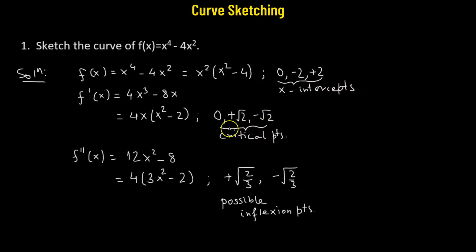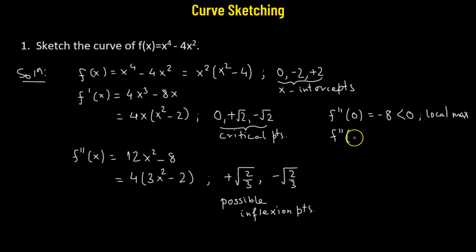Now we'll also try to find out whether these 3 critical points are maxima or minima, which of them are maxima and which of them are minima. All we have to do is substitute the value of each of the critical points into our second derivative. So if we take 0, this is going to give us -8, which is less than 0. So this is going to be a point of local maxima.